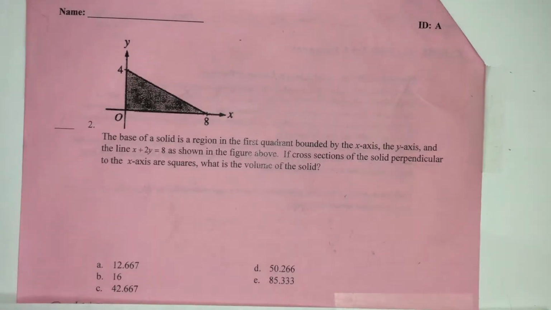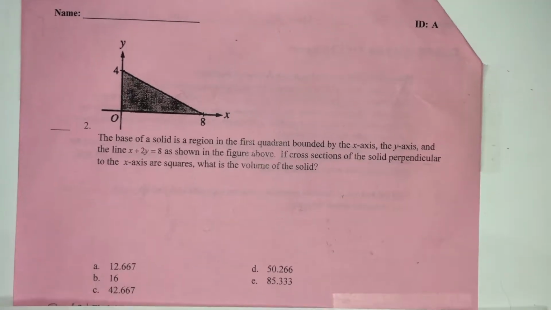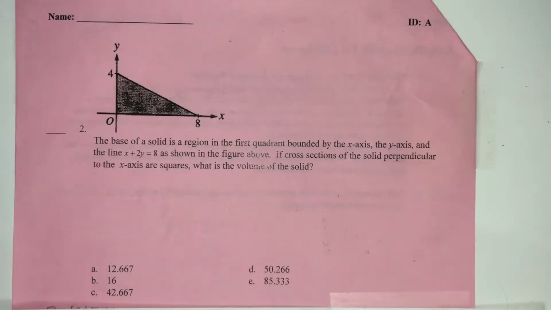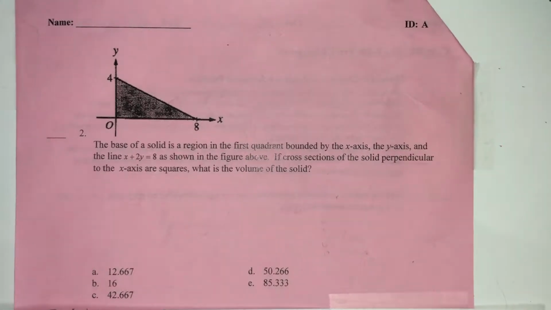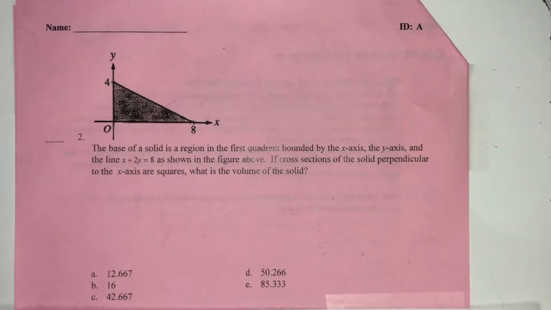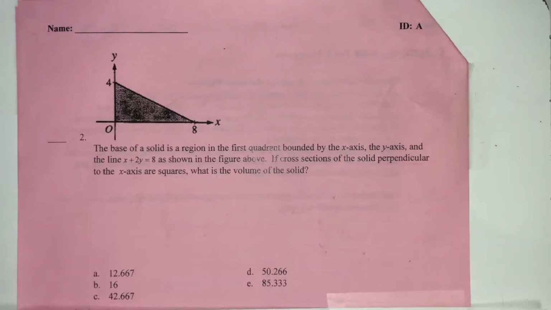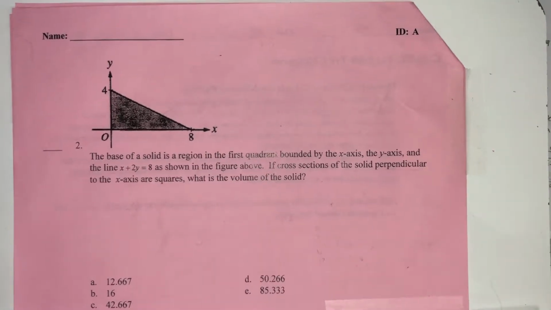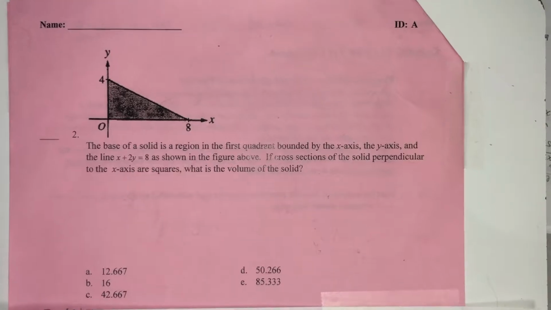So the question is, the base of a solid is a region in the first quadrant bounded by the x-axis, the y-axis, and the line x plus 2y equals 8, as shown in the figure above. If the cross sections of the solid perpendicular to the x-axis are squares, what is the volume of the solid?